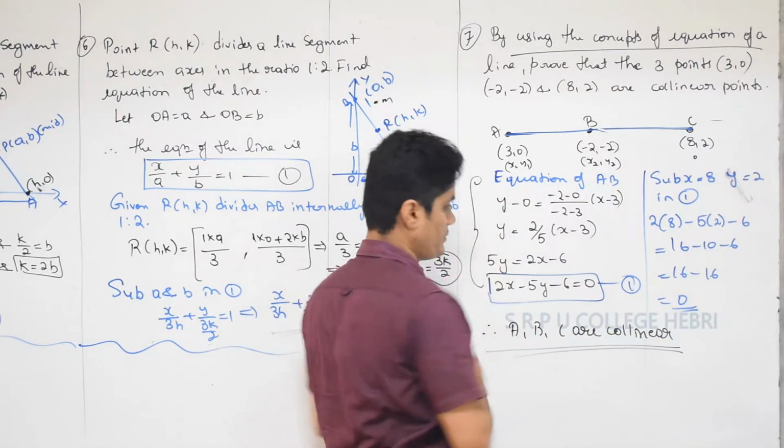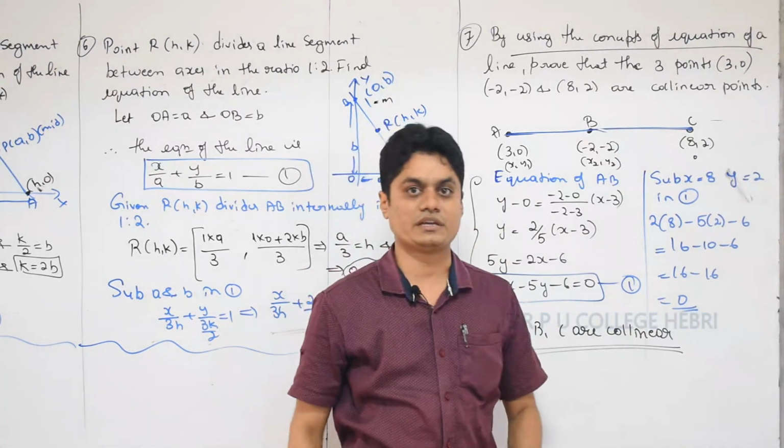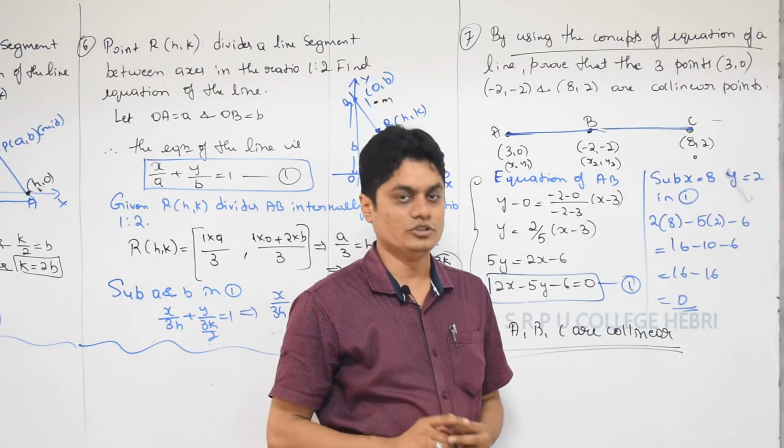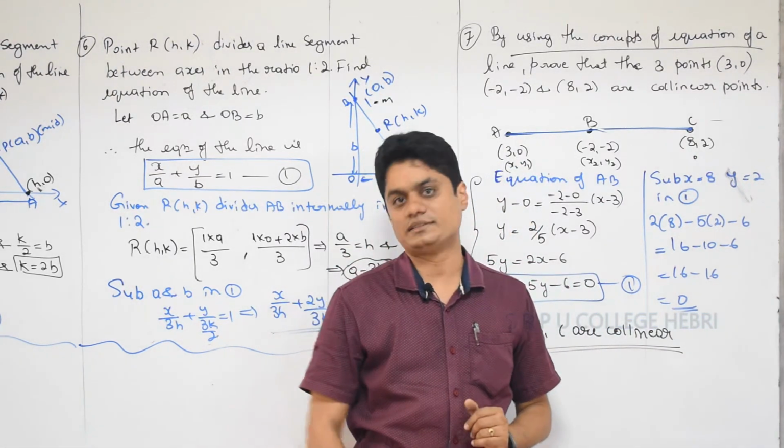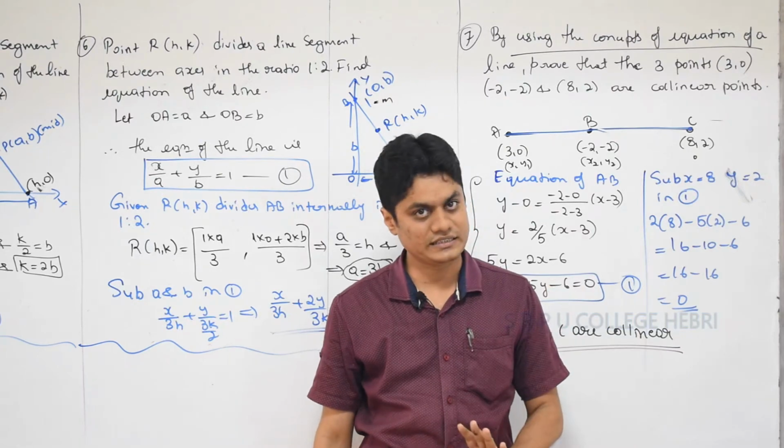We use the equation of the line, so everything is satisfied for the given data. Understood? So almost this exercise is over. Few 1 or 2 problems are left. That I will discuss in the next class. Did you understand what we did today? Thank you.